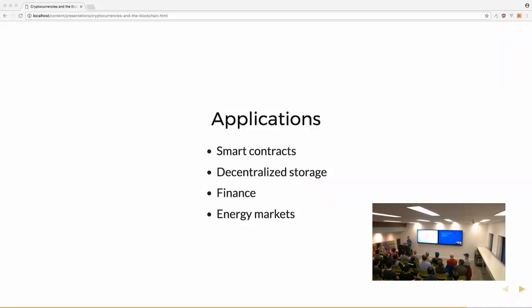And the last one I'll mention is energy markets. If you have a solar panel on your roof and you want to sell your additional power, and you have to go through a central market, if there's something wrong with the network, then that's not a great thing. If it can be peer-to-peer and decentralized, so that I can sell it to my neighbor without having to go to a central marketplace, that's another possible application.